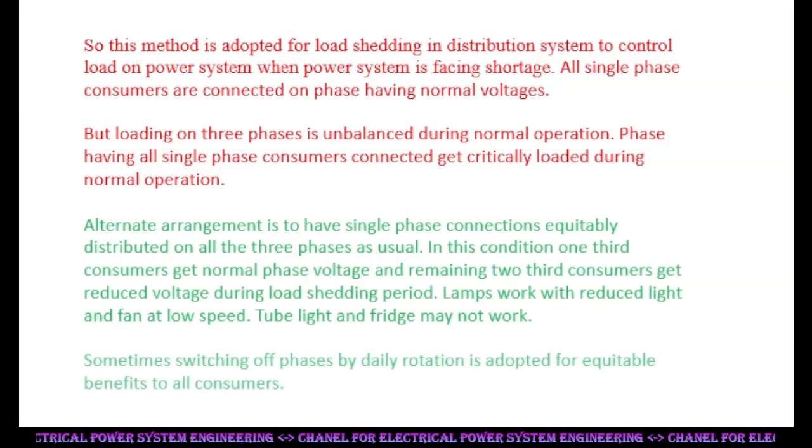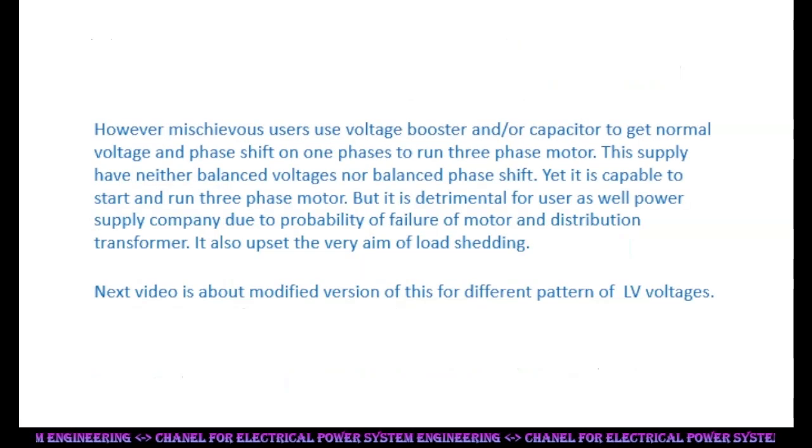Alternate arrangement is to have single-phase connections equitably distributed on all the three phases as usual. In this condition, 1/3 consumers get normal phase voltage and remaining 2/3 consumers get reduced voltage during load shedding period. Lamps work with reduced light and fan at low speed. Tube light and fridge may not work. Sometimes switching off phases by daily rotation is adopted for equitable benefits to all consumers.